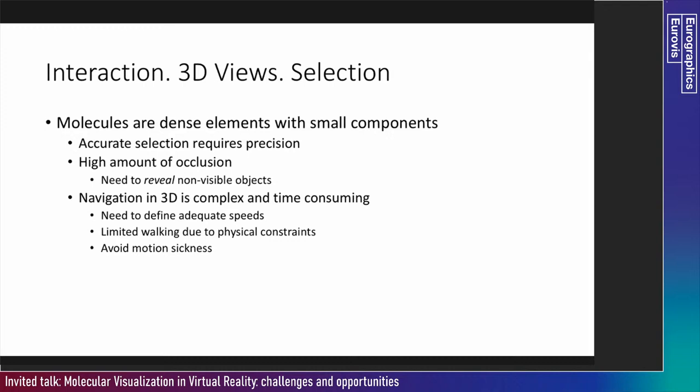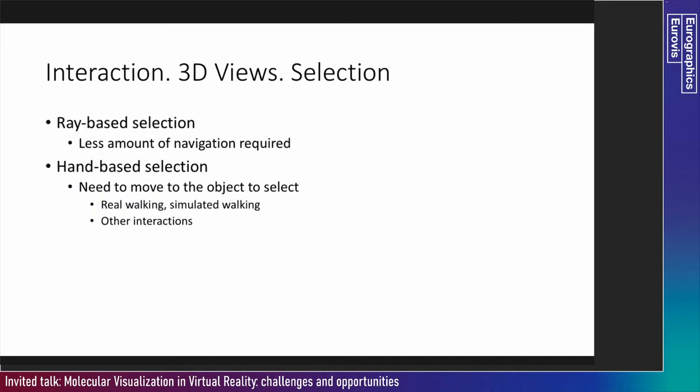Using physical walking is typically limited because the environment we have is like 3 meters, something like that. So we cannot walk indefinitely, and as I say, we must avoid motion sickness. There are two main typical approaches of selection. There are more, but the mostly used are ray-based selection, where typically we require less navigation, and hand-based selection. In hand-based selection, we need to get close to the object to select, and this can be done with real walking or simulated walking or other interactions.